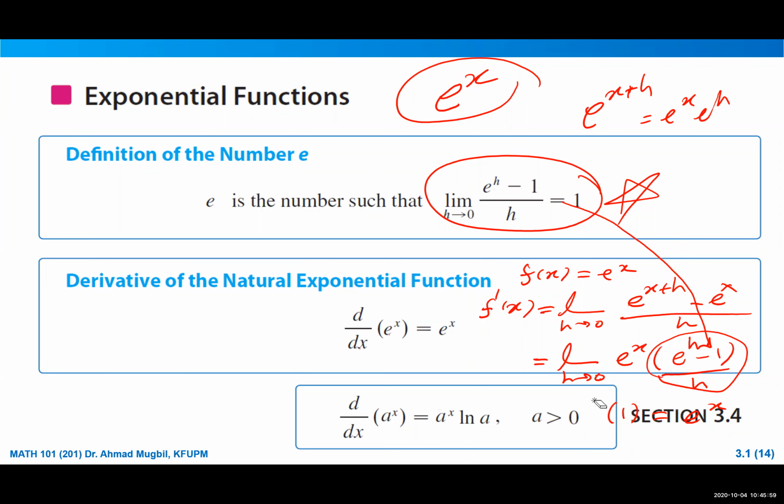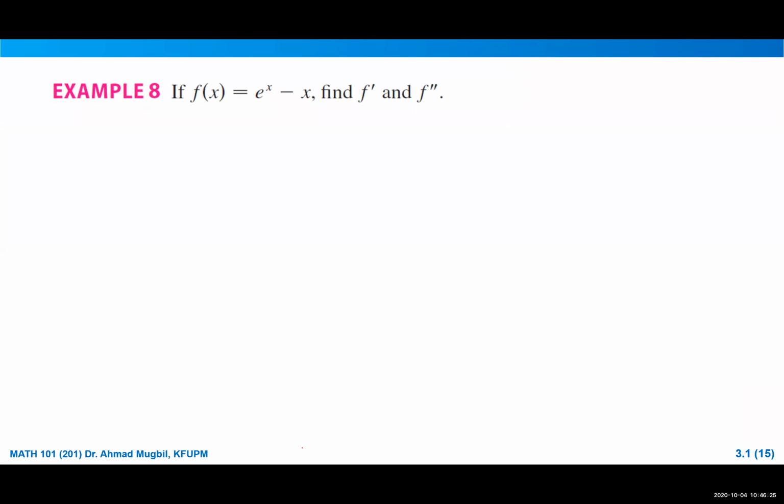Of course, it should be mentioned here: for any a greater than 0, the derivative of a to the power x is a to the power x, but multiplied by ln a. In fact, for e we have e to the power x times ln e. But what is ln e? ln e is 1, so it will be e to the power x. We will not focus on that one now. We will focus more on it in section 3.4. Here we need to focus on e to the power x.